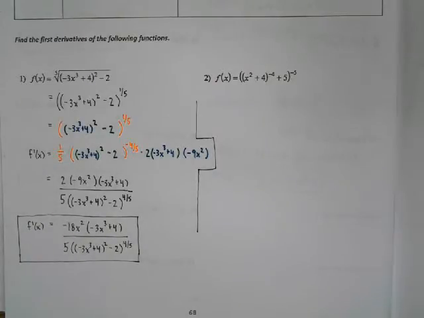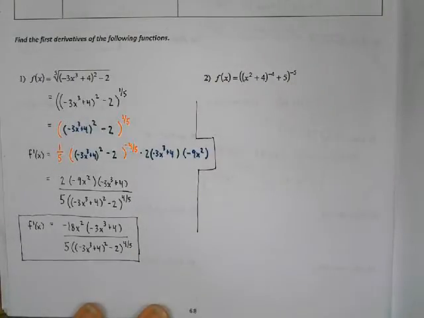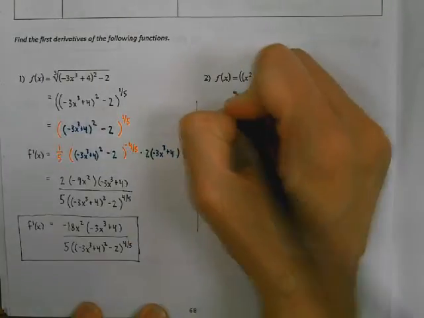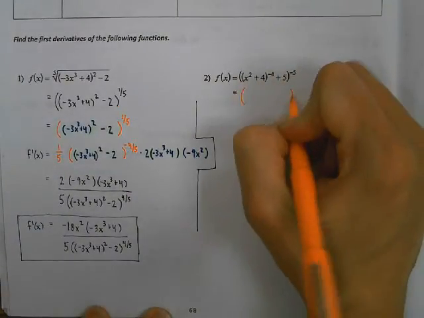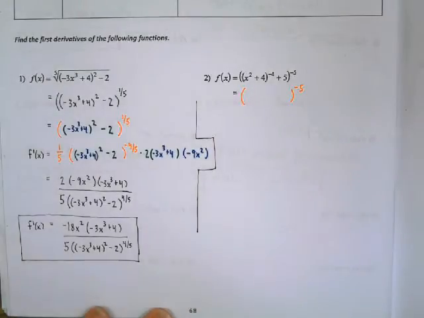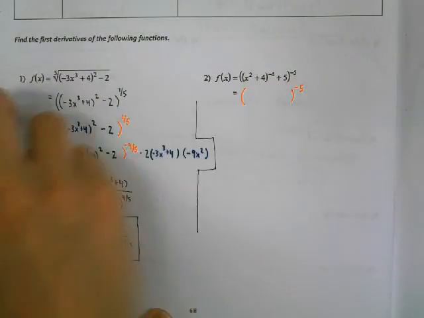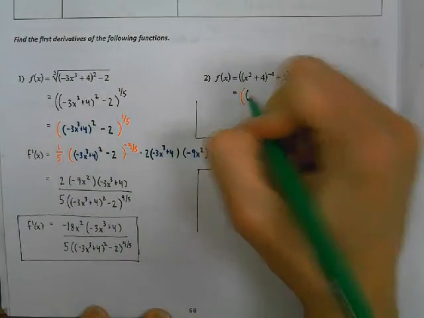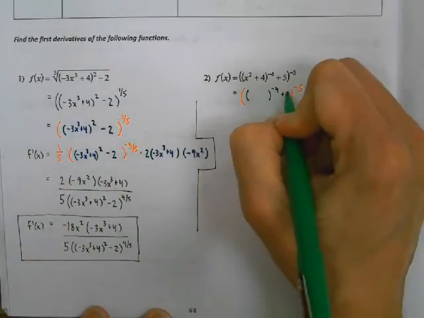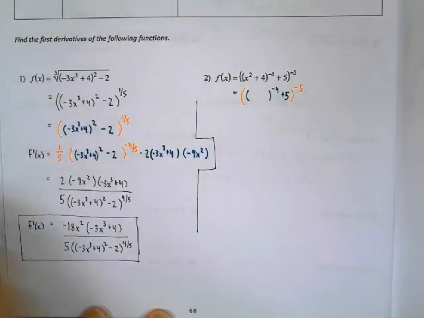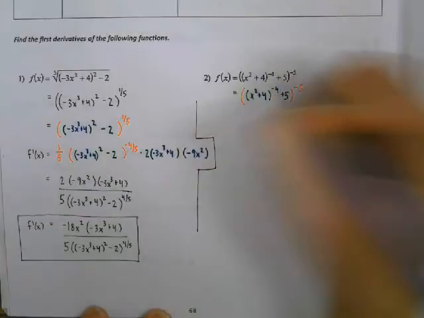Okay, my next one, again, a similar type problem. Instead of a rational exponent, we have a negative exponent. So we're going to go ahead and pick out our layers here. My outside is everything to the negative fifth. On the inside, I'll use my green again, I have this quantity to the negative fourth plus 5. And then all the way on the inside, I have my x squared plus 4.